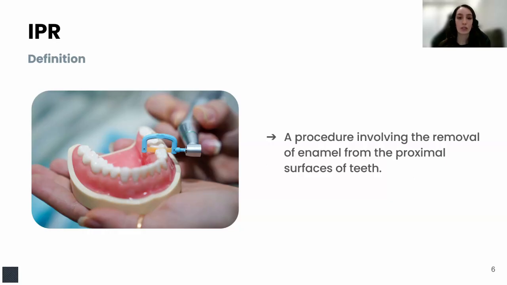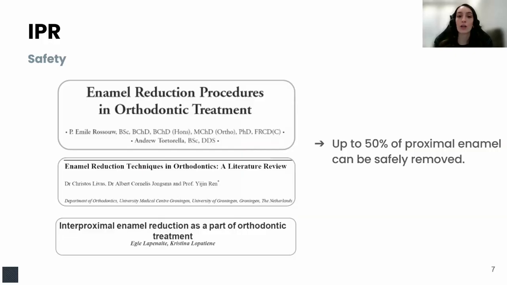Starting off with its definition, IPR simply is a procedure in which we remove very small amounts of the proximal surfaces of teeth, and it's usually done through stripping. A lot of practitioners have major concerns regarding the safety of interproximal reduction, because we are removing parts of sound tooth structure. Sometimes even patients have concerns. But as long as we are performing interproximal reduction with safe amounts and we're not overdoing it, we are definitely not going to cause any damage to the patient's tooth structure. Research and studies have actually shown that up to 50% of proximal enamel can be safely removed.